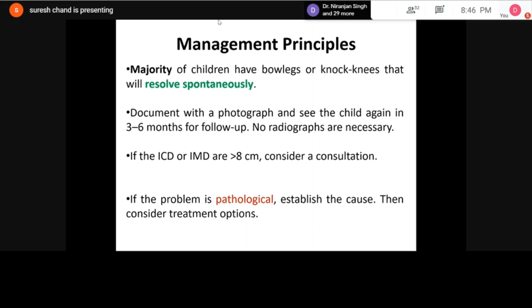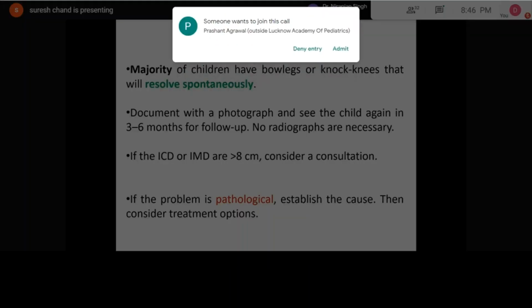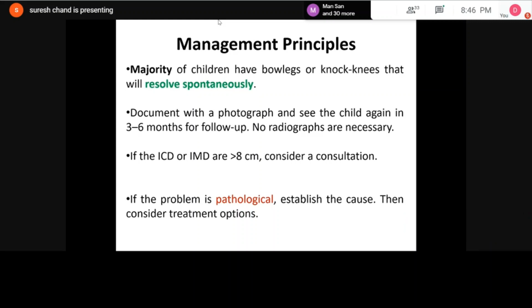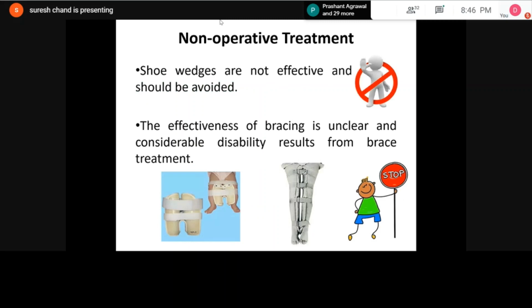Always measure the deformity and quantify. Just saying genu valgum is not enough. Just measure the intercondylar or intermalleolar distance and write it on paper, so that during the next follow-up we can compare how much the value is now. If there is a pathological issue, we have to establish the cause and then consider treatment options customized to that pathology. Non-operative treatment like shoe wedges is not effective.